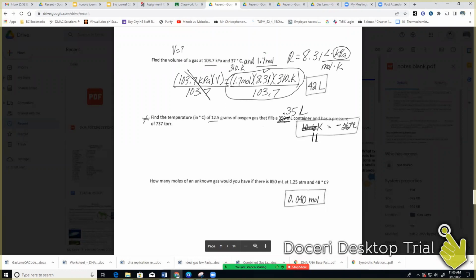And then the other thing is you don't have how many moles of oxygen gas, you have how many grams. So you've got to convert that to moles first by using the molar mass. And don't forget, oxygen is a diatomic. So this one's got a few more things to it. So see if you can get that one.